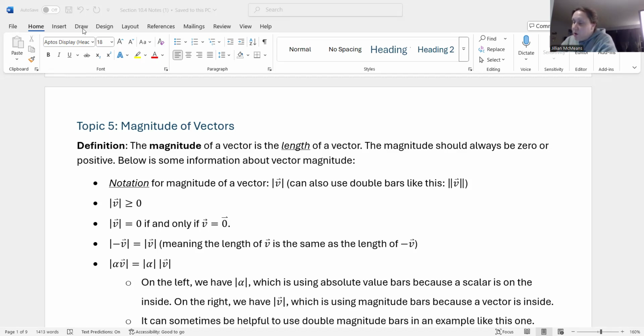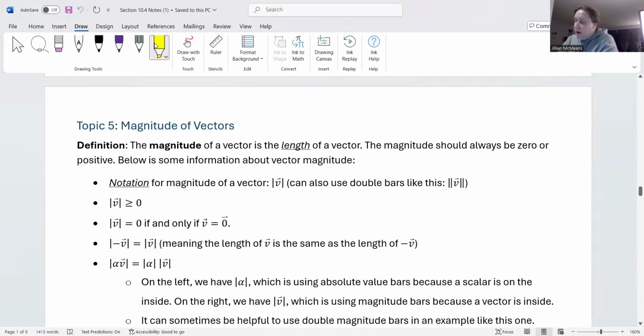So we, like always, have definitions, okay? So we have that the magnitude of a vector is the length of the vector. Like I just said, the magnitude should always be 0 or positive. Below is some information about vector magnitude. Okay, so some notational things and then some things that are just, let's use the word algebraically kind of loosely, but things that are just algebraically so.